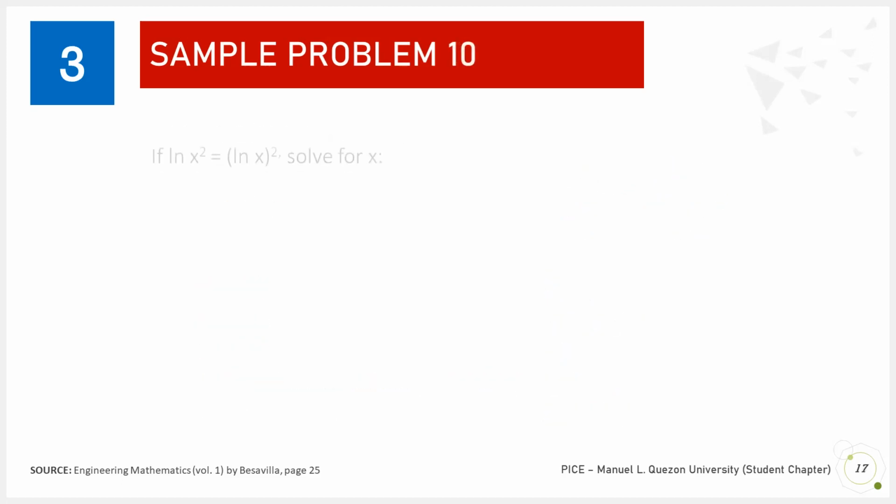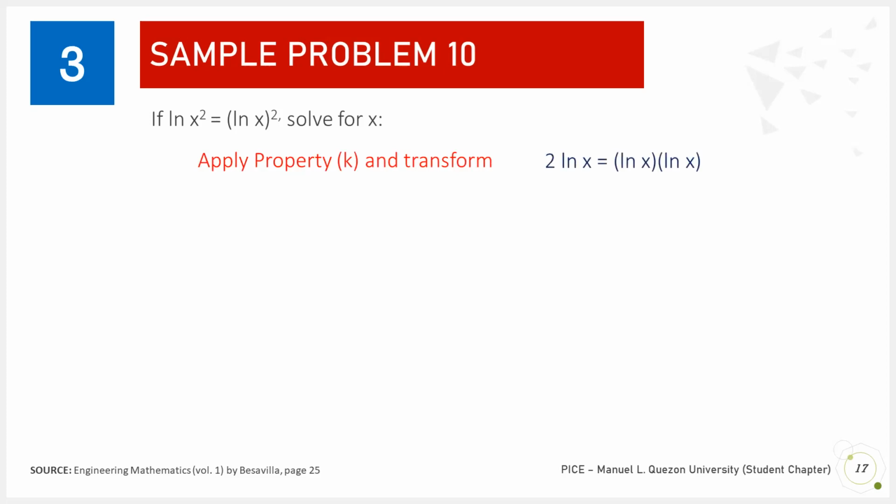For problem number 10, we have the natural logarithm of x squared is equal to the expression, the natural logarithm of x raised to the second power. So, we are tasked to solve for x. So, ang gagawin natin is we apply property K and transform. So, it explains na ginawa natin is we apply property K sa left side lang.